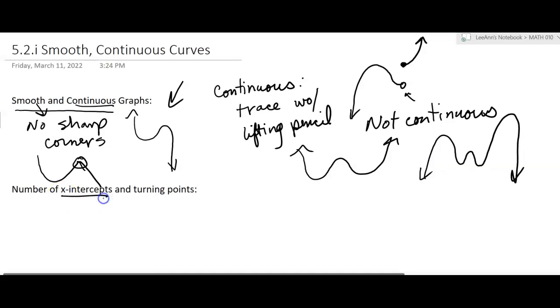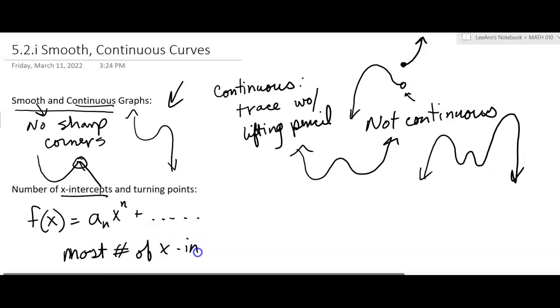Now, the number of x-intercepts you can have, so let's say we have a function in general form. Okay, we won't write all the terms out, but it's all based on the leading term anyway. The highest number of x-intercepts equals n. So if you have a third degree polynomial, the most x-intercepts you can have is 3. Now you don't have to have 3, but that's the most you can have.